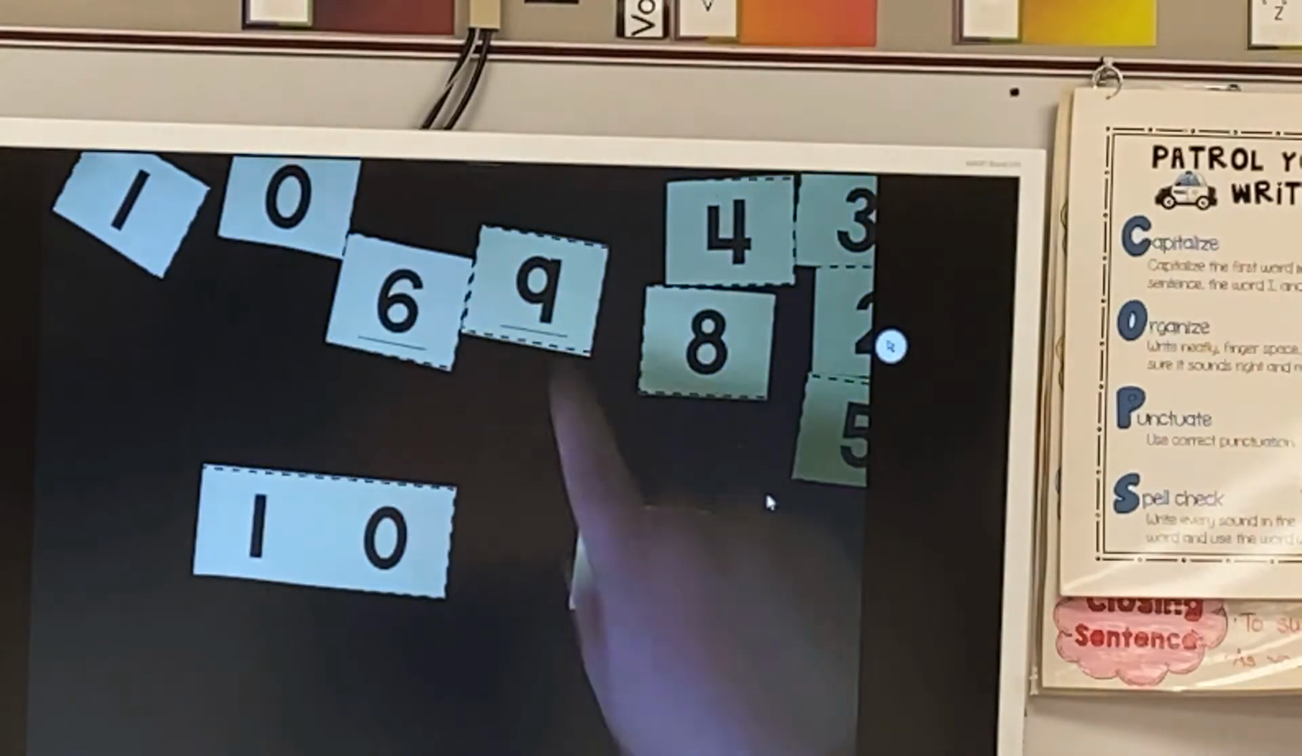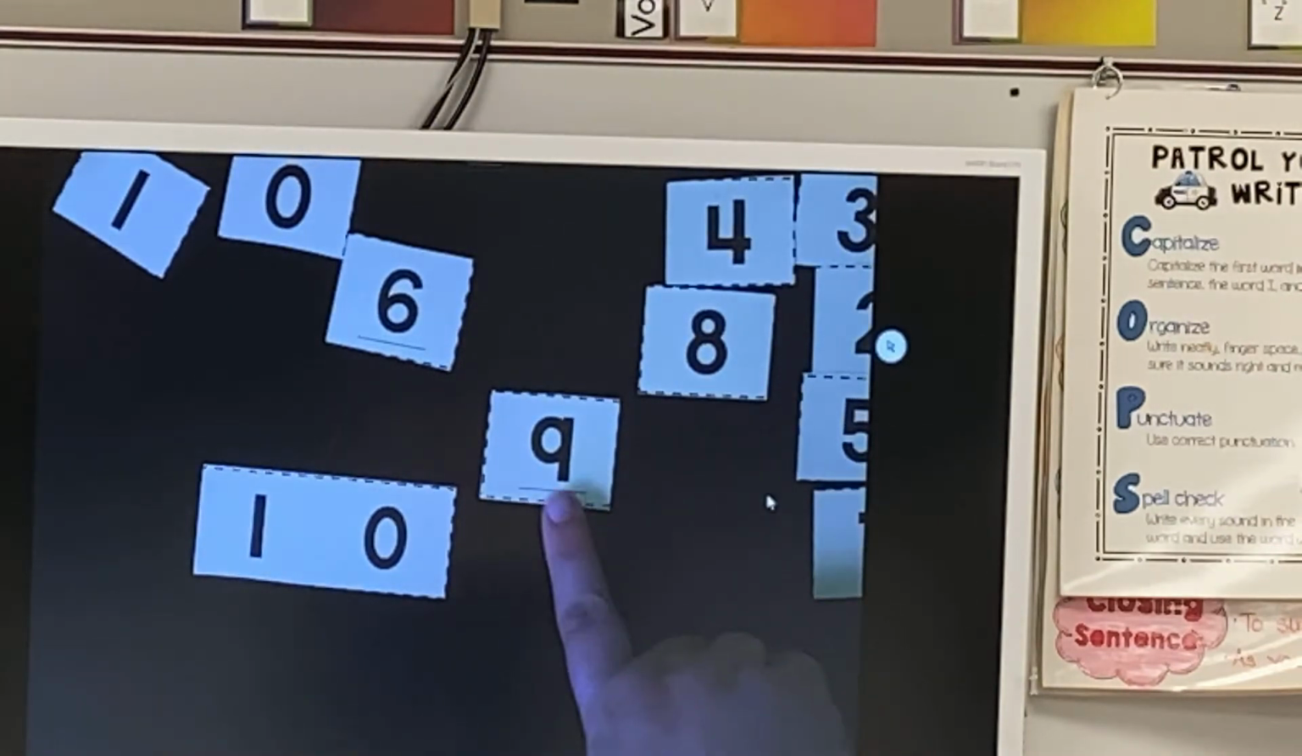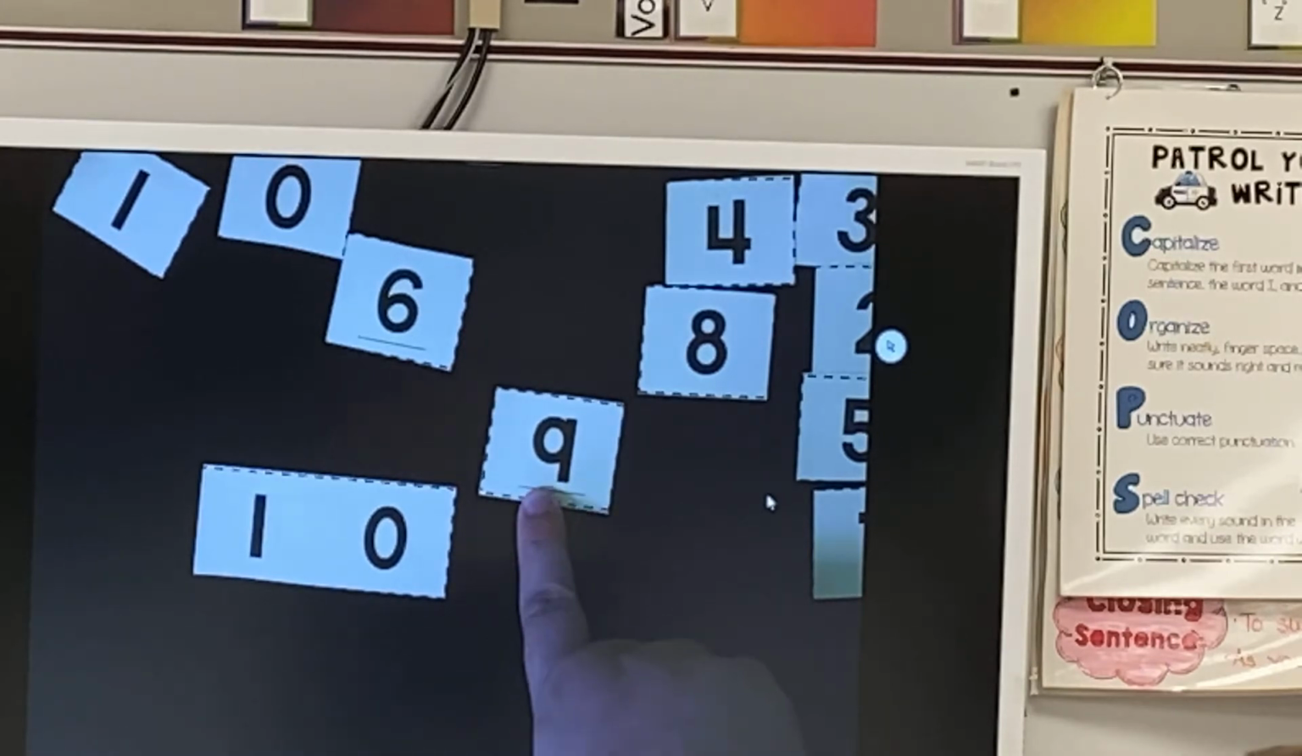What does this mean when there's a line under the number? That means 9. When there's a line under it, that means it's the bottom. So find the number 19. Make the number 19. Find the number 9.